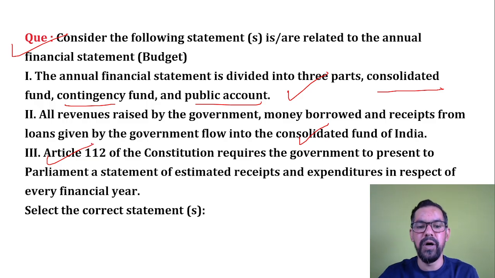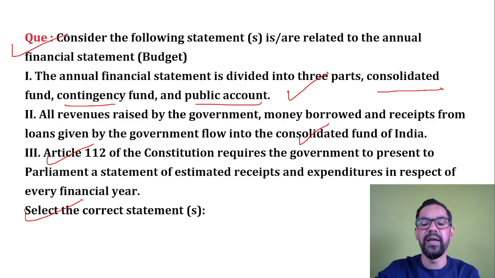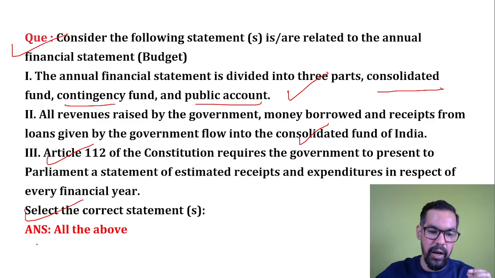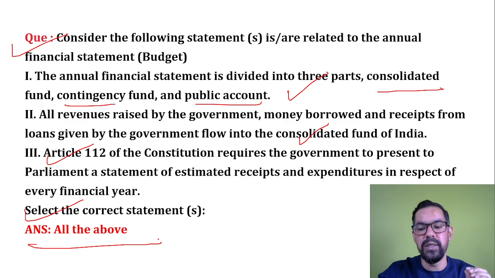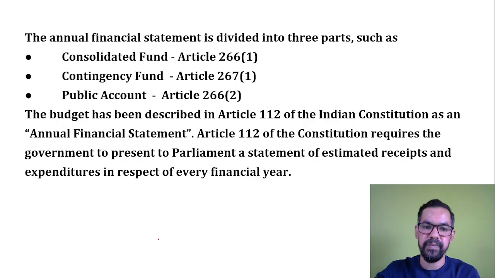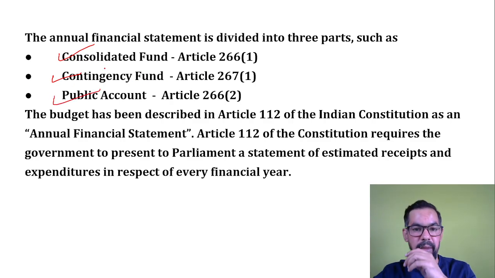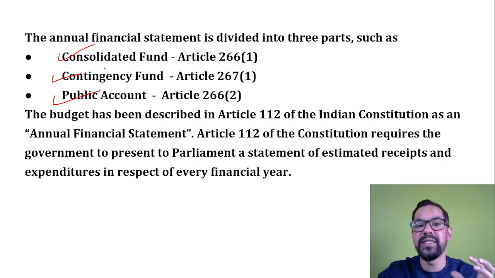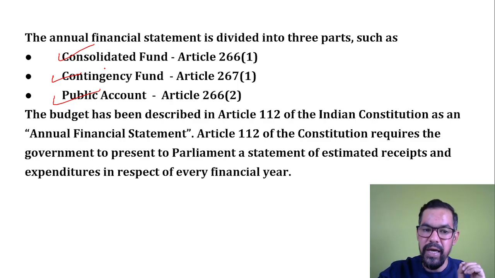Article 112 of the Indian Constitution deals with the budget. So all statements are correct related to the annual plan. So all 1, 2, 3 is the right answer for this particular one. Next one. The consolidated fund of India is defined under Article 266(1), the contingency fund, the emergency fund, under 267, and the public account under 266. And the annual financial statement is defined under Article 112 of the Indian Constitution. These articles are very important, so please try to remember these as well.